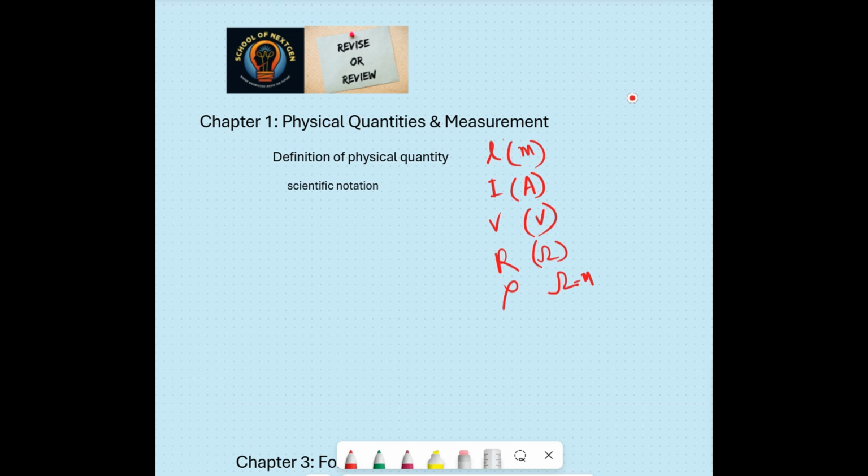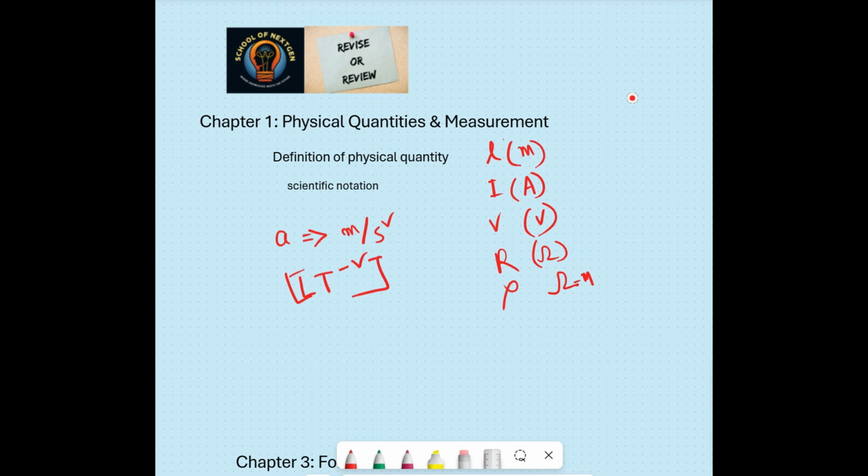Say acceleration, the unit is meter per second square. So what will be the dimension of acceleration? Meter is length, so L, and time is T, so T squared. So this is the dimension of acceleration.